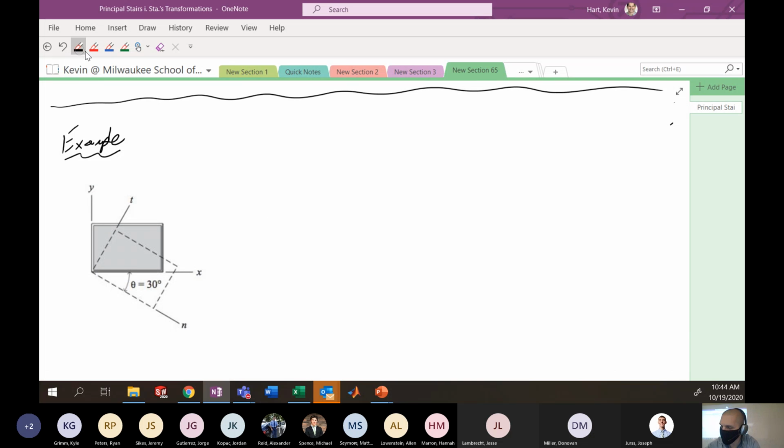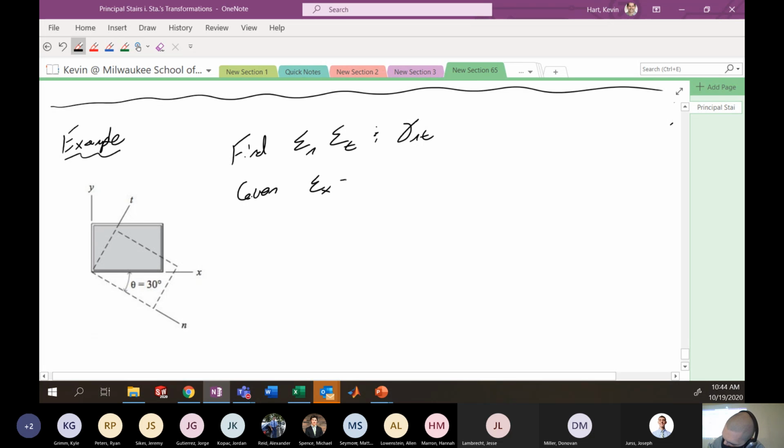So here's your picture. We want to find epsilon n, epsilon t, and gamma nt, given epsilon x here is 800 microstrain, epsilon y is negative 1000 microstrain, and gamma xy here is negative 600 microstrain. All right, so we're going to use strain transformation equations.